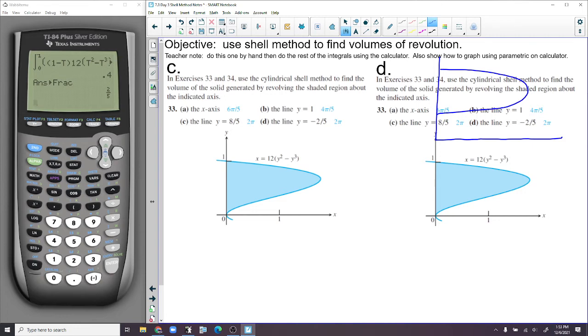So now we need to get at least one cylinder. Doesn't really matter where you draw it. We need to get one of them. So roughly, here's one cylinder, rotated around 8/5.